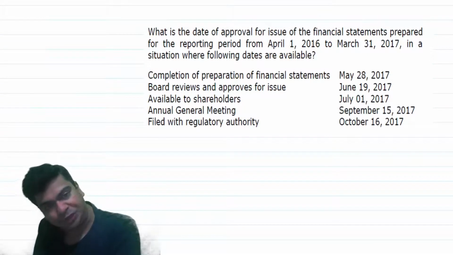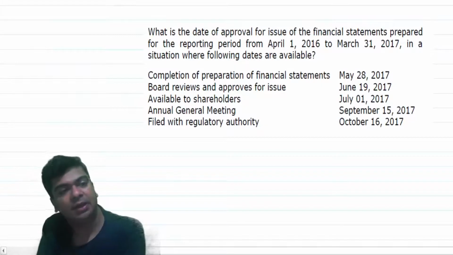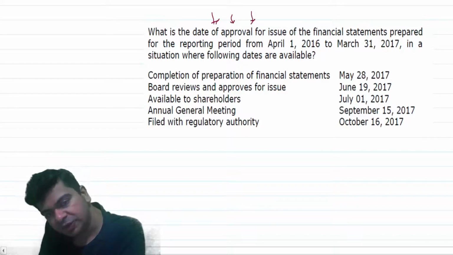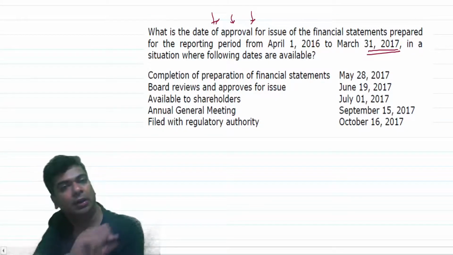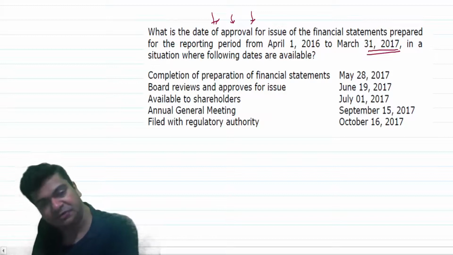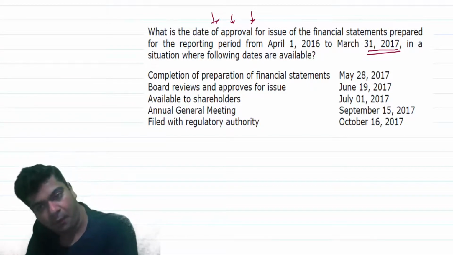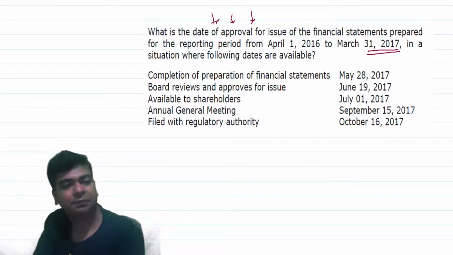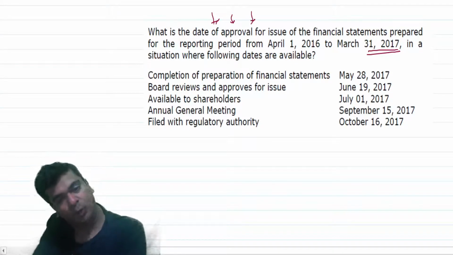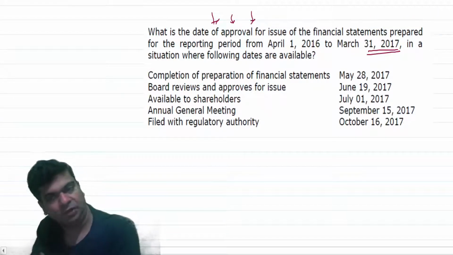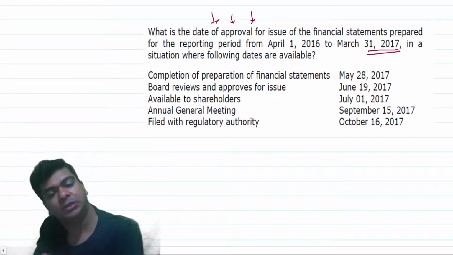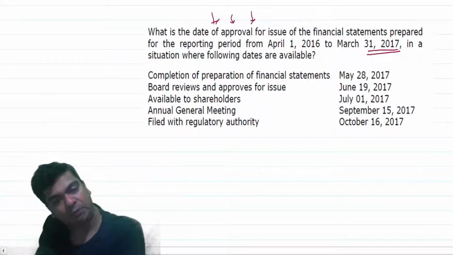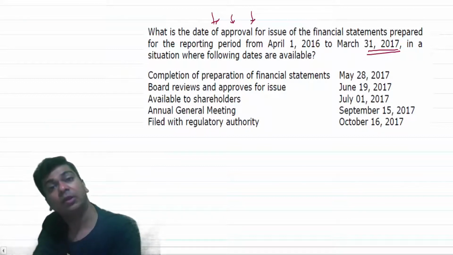I would like you to attempt this question on your own. You are supposed to decide the approval date. They are saying, what is the date of approval for issue of the financial statements prepared for the reporting period 1st April 2016 to 31st March 2017? Balance sheet date is 31st March 2017 in a situation where following dates are available. Five dates are given. Please decide which is the date of approval. What do you say? Which is the date of approval? The date on which the financial statements preparation is completed, the board reviews and approves for issue, available to shareholders, annual general meeting, or filed with the regulatory authority.